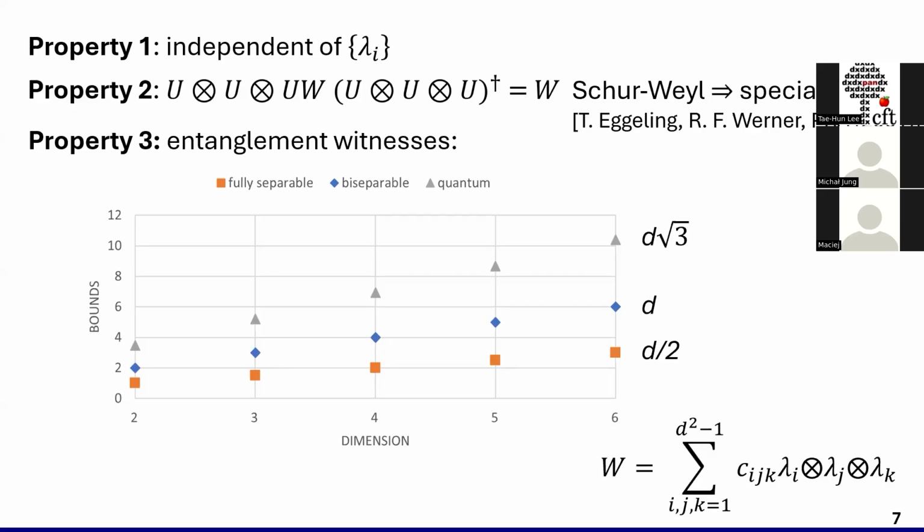Here I plotted the dimensions versus the bounds for separability, biseparability, and the quantum bound. We see that the fully separable bound scales with local dimension over 2, the biseparable with the dimension, and the quantum bound with d times square root of 3. And we kept for qubits the numbers I mentioned before. So we see this is the true generalization of this operator.